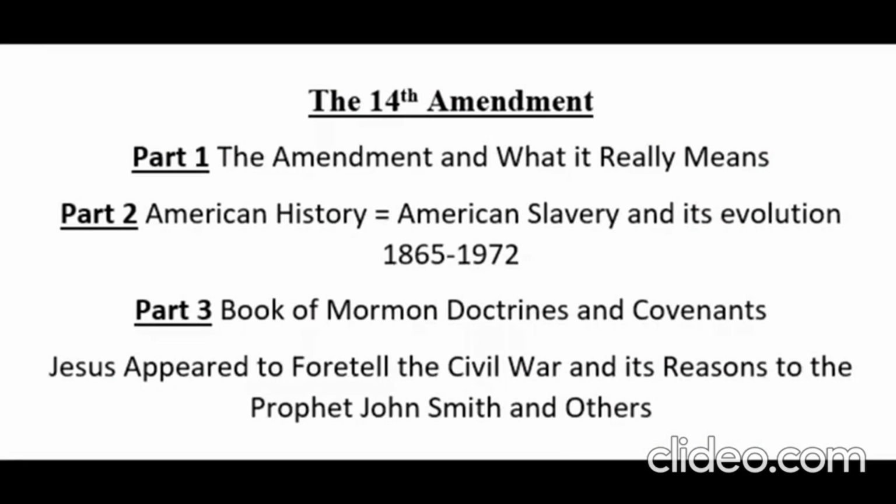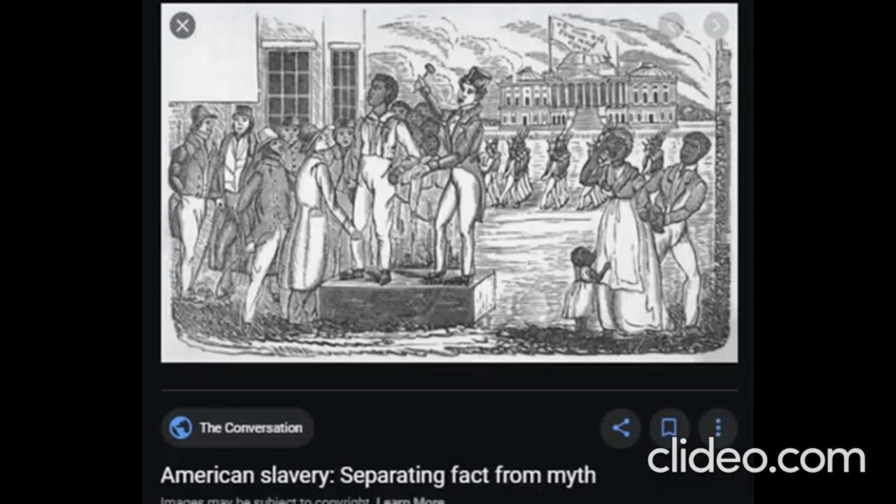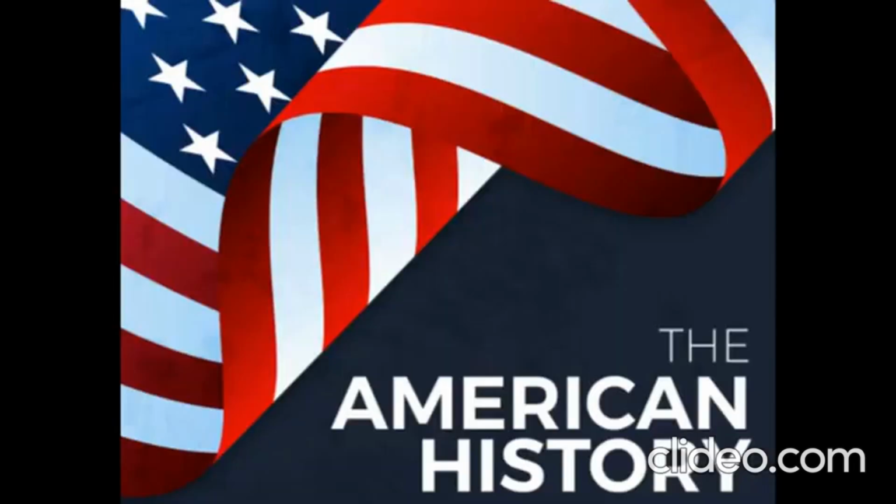Part 2 of the 14th Amendment, American History, American Slavery, and its Evolution, 1865-1872. Now, we've all been taught about American history, and we see a black man being sold by a white person. And it was stated that white people took the slaves to America and had them work for them, African slaves. But there's the truth about American history. There's a twist in there.